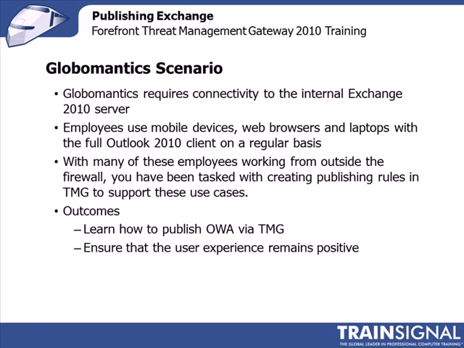GlobalMantic requires some kind of external connectivity to the internal Exchange 2010 server. Employees do use mobile devices, web browsers, and laptops with a full Outlook 2010 client on a regular basis. With many of these employees working from outside the firewall, you've been tasked with creating publishing rules in Threat Management Gateway to support at least one of these use cases. In this case, by the end of this lesson, you will have learned how to publish Outlook Web Access via Threat Management Gateway, and you'll ensure that the user experience remains positive.